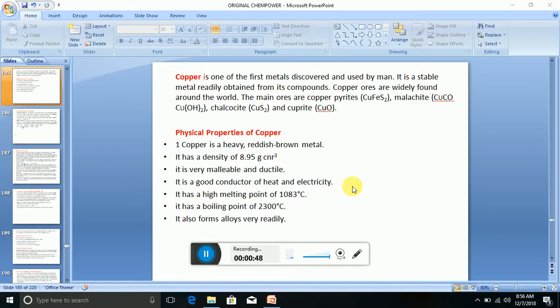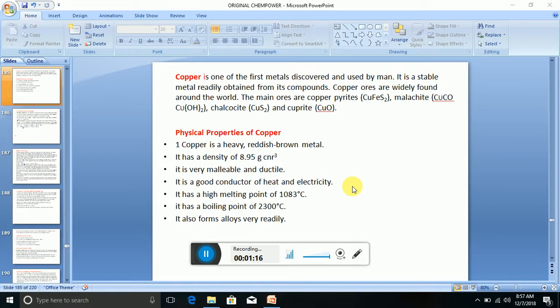Physical properties of copper. Copper is a heavy reddish brown metal. It has a density of 8.95 gram per cm cubed. It is very malleable and ductile. It is a good conductor of heat and electricity.